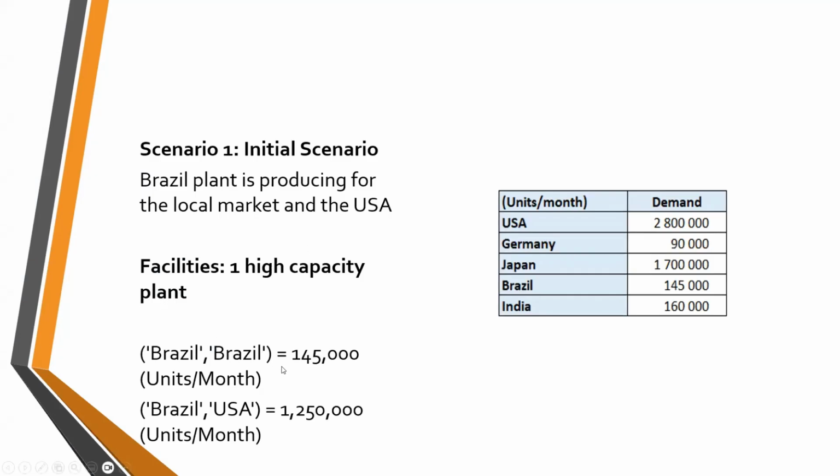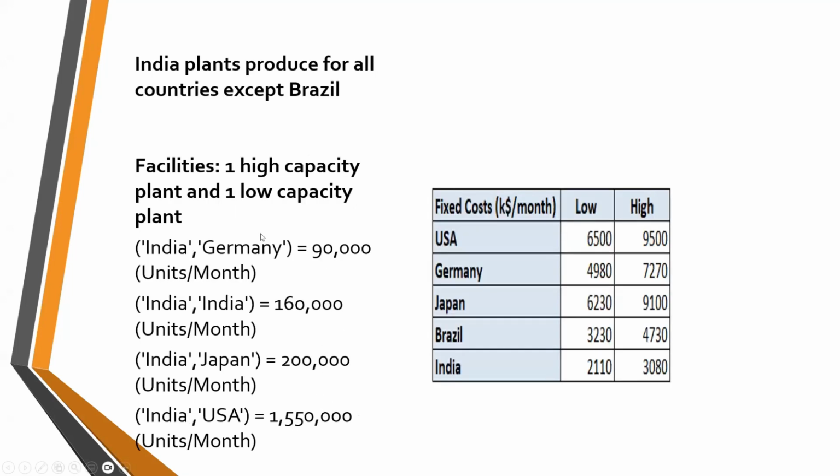High capacity plants: Brazil, for example, costs this much per month, and Brazil to USA costs this much. Then we will see one high capacity and one low capacity plant. The India plants produce for all countries except Germany and Brazil. This is the constraint, so they don't produce for Brazil. There is India to Germany 90,000, India to India, and the total units per month. India to Japan is 200K and India to USA is that much.